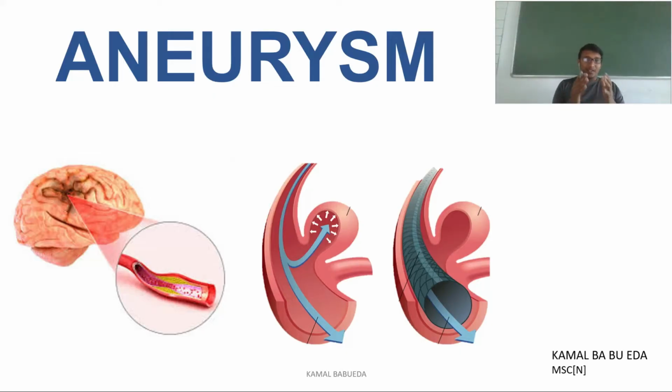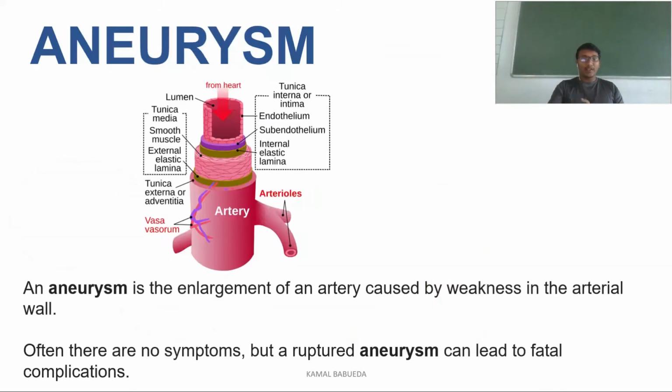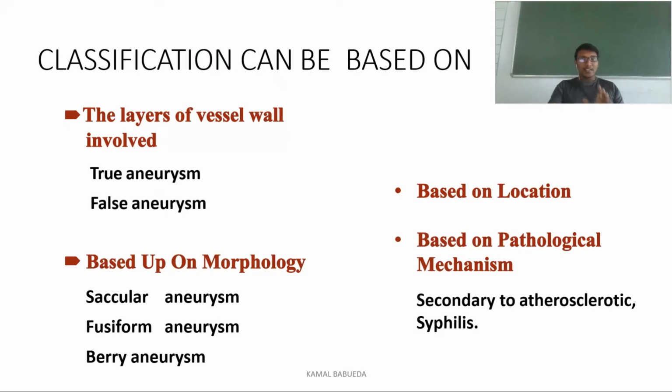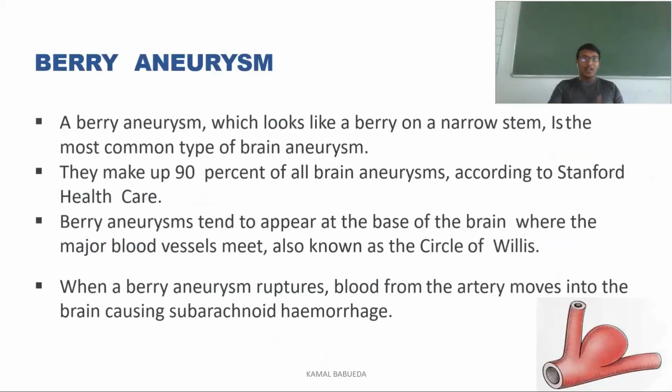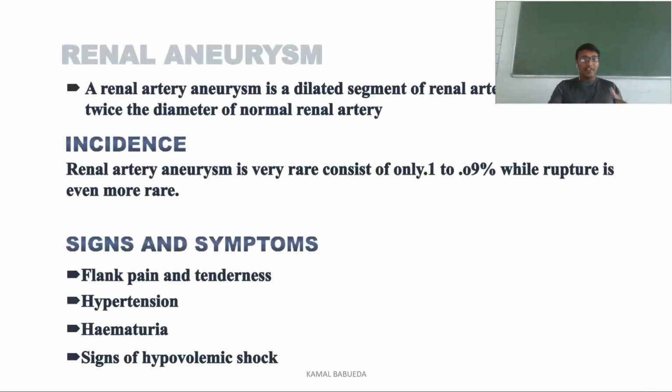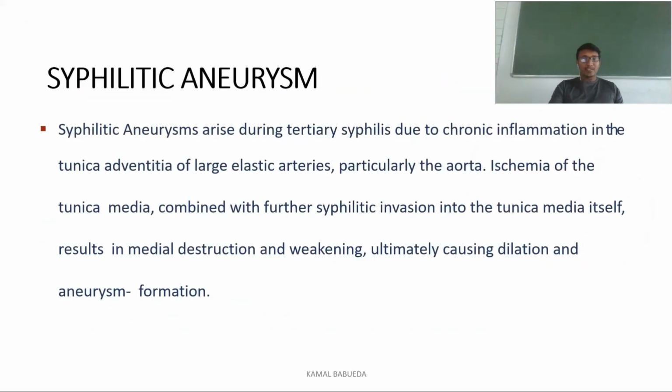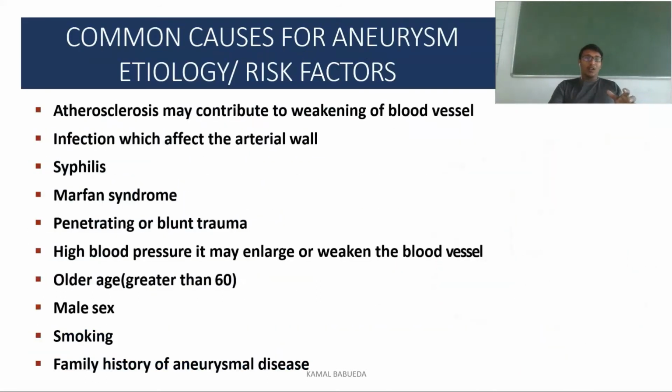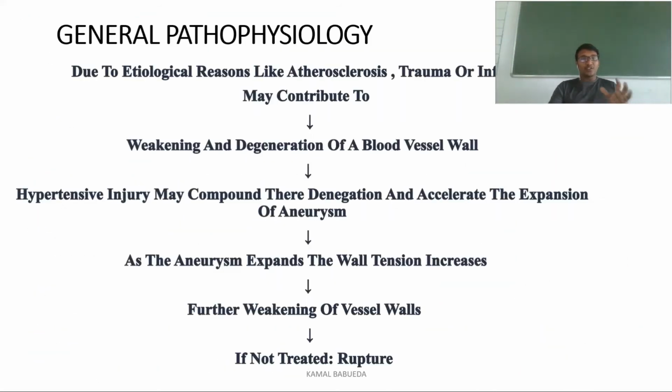So in yesterday's part I discussed the aneurysm. We have seen the definition of aneurysm, the classification of aneurysms, various types of aneurysms based on location, shape and size, and what their complications are. We have also seen the pathophysiology of these aneurysms.